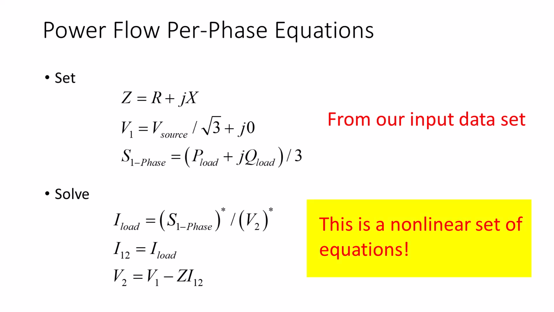This is not a straightforward process, though, since these are nonlinear equations. The load current is inversely proportional to V2, which is one of the variables we're trying to solve for. So how do we proceed?